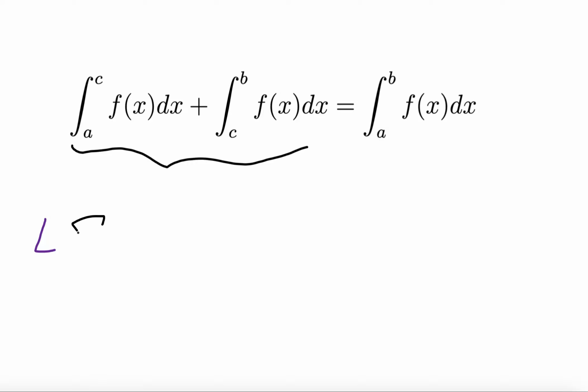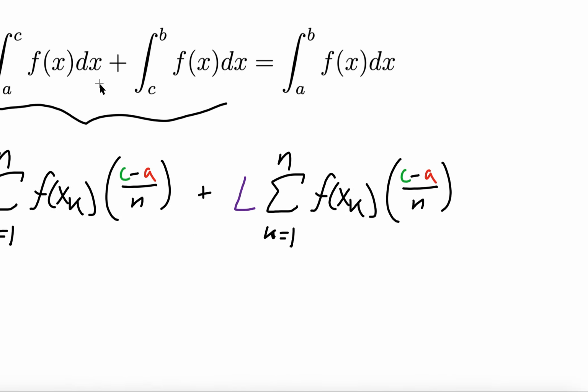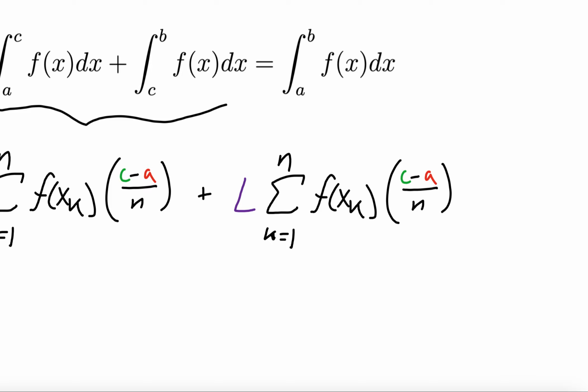So you have the limit of the sum, k going from 1 to n, of f of xk times b minus a over n, but in this case you have c minus a over n, right? So c minus a over n. And then the other definite integral is written as the limit of the sum. I'm just going to copy it because everything here is the same except the delta x term, okay? In this case we have b minus c over n. So I'm just going to write that down real quick. So here you have b in blue minus c in green over n.